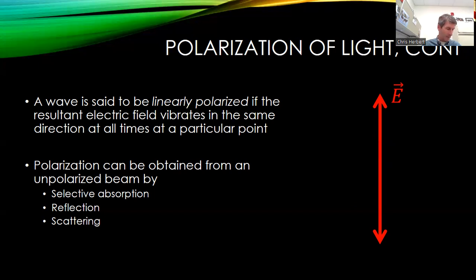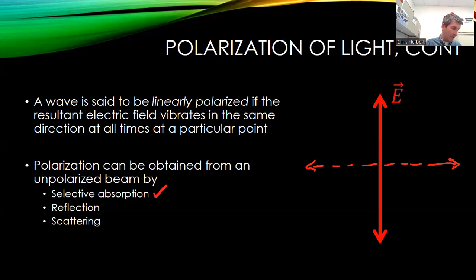Now, how do I polarize light? Well, it actually happens by some pretty common instances. Selective absorption is where I have a material, something called dichroic, that is going to absorb one of the polarizations, leaving the other polarization intact. So for instance, if I absorb all the polarizations in the x direction here and leave the y directions unchanged, I will get linearly polarized light in the y direction.